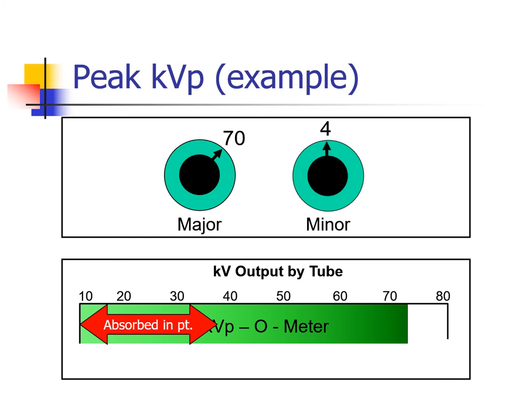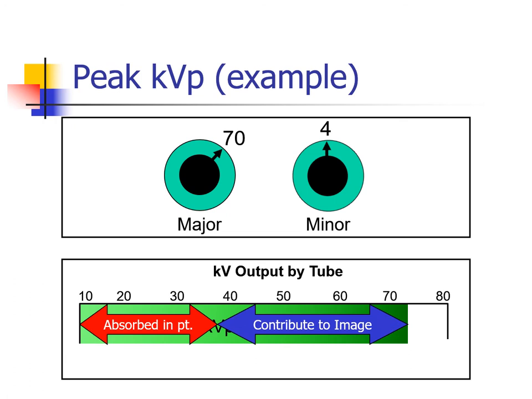Since X-ray machines produce a range of photon energies, lower energy photons have a high likelihood of being absorbed by the patient's tissues, and few if any contribute to the image. For this example, the red arrow encompasses the energies from 0 to 39 kilovolts. Due to their low energy, these photons have little hope of penetrating the patient or reaching the image detector.